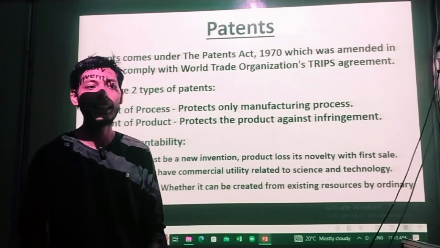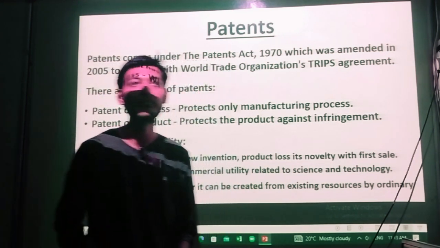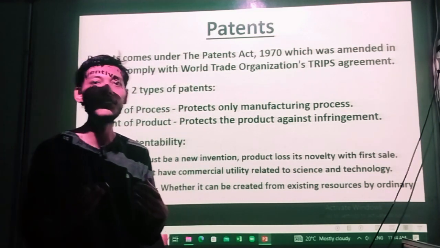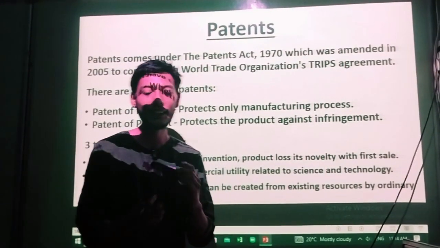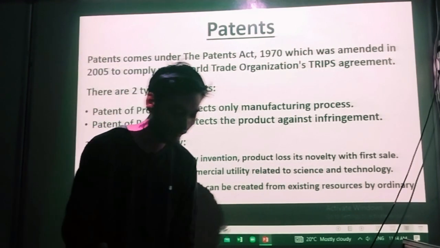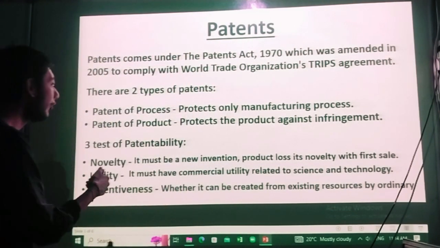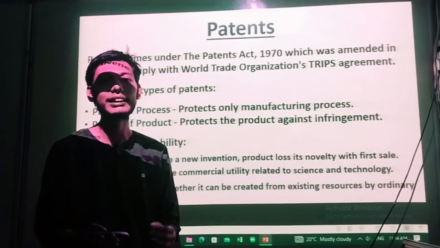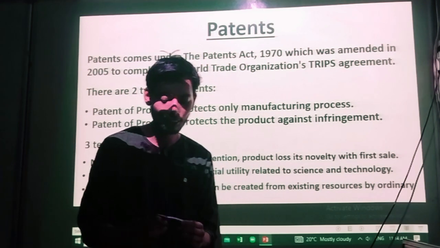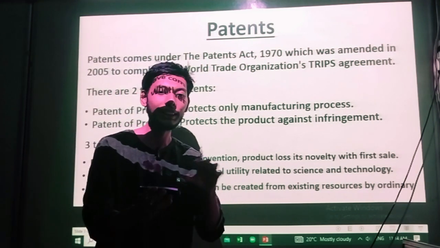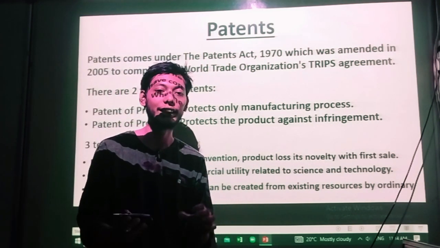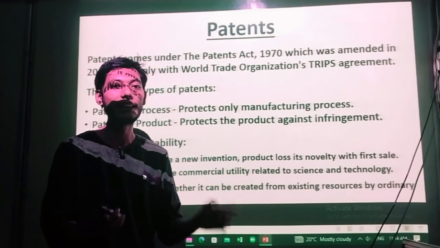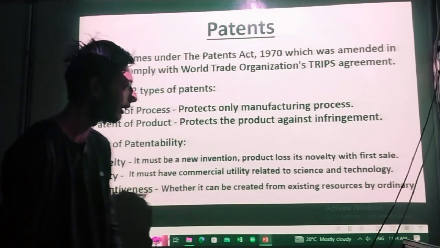So, for example, if I made this remote, I get protection against infringement. So, without my permission, no one else can manufacture this remote. But if I get patent of process, it means it only protects the manufacturing process. So the process of making this remote is only protected. Anyone can make this remote, but not using the same process as me.